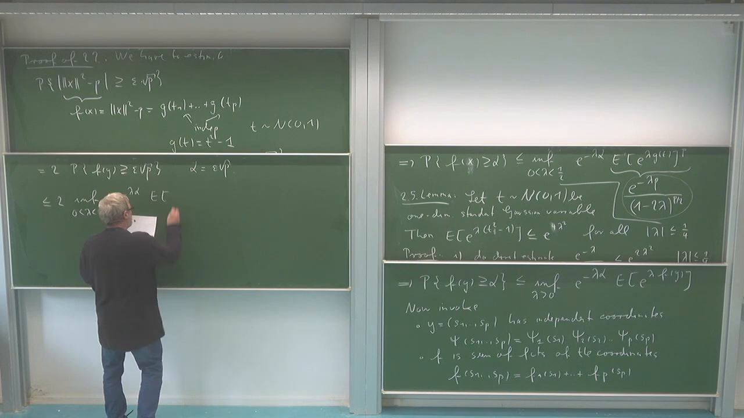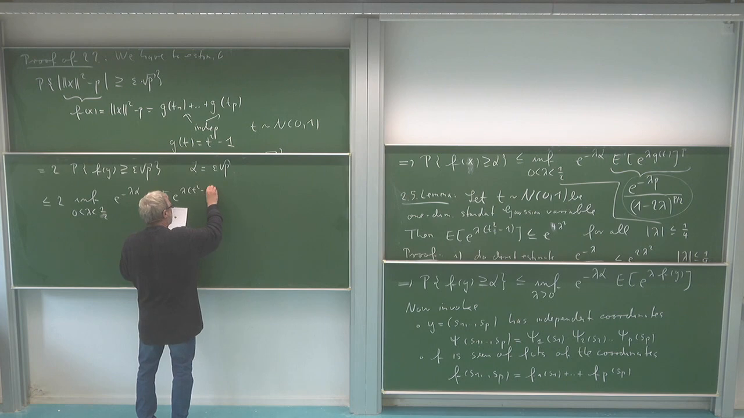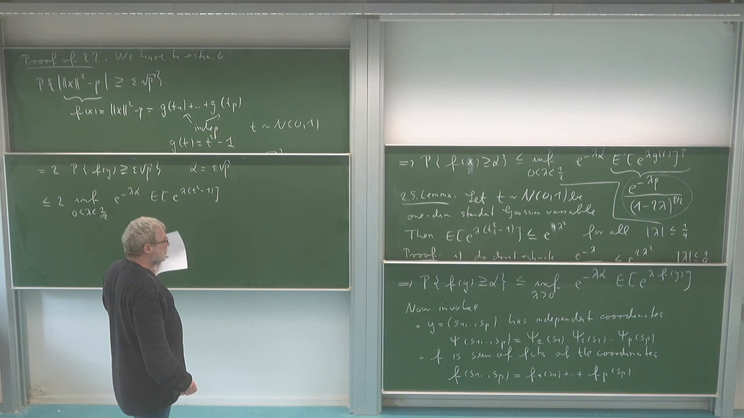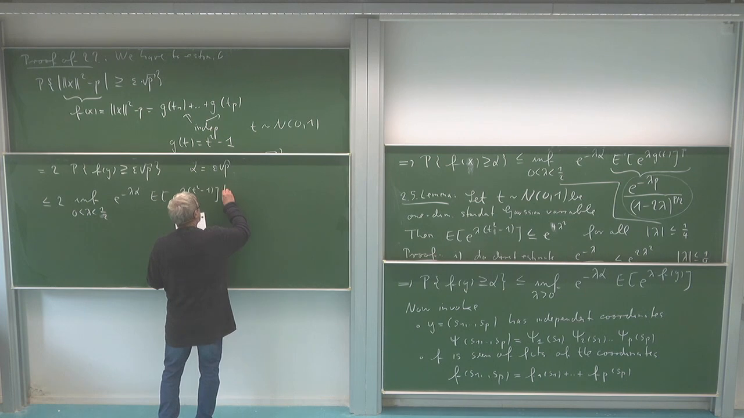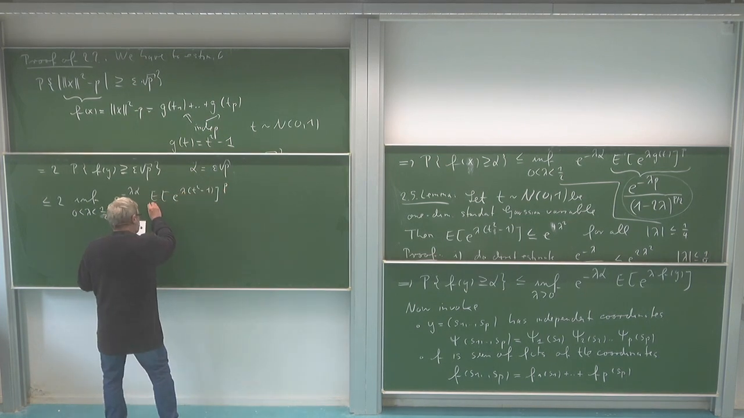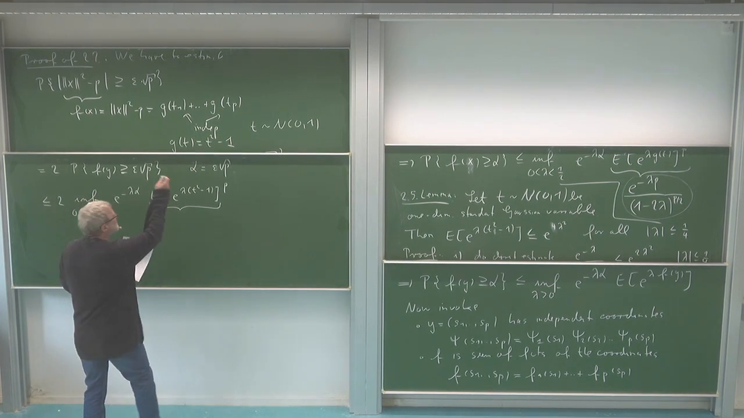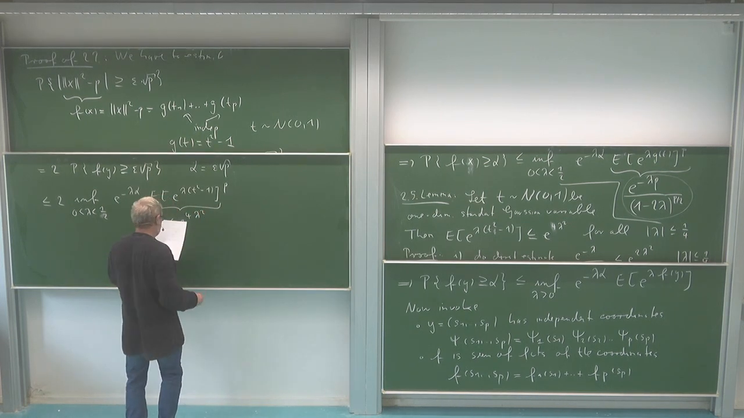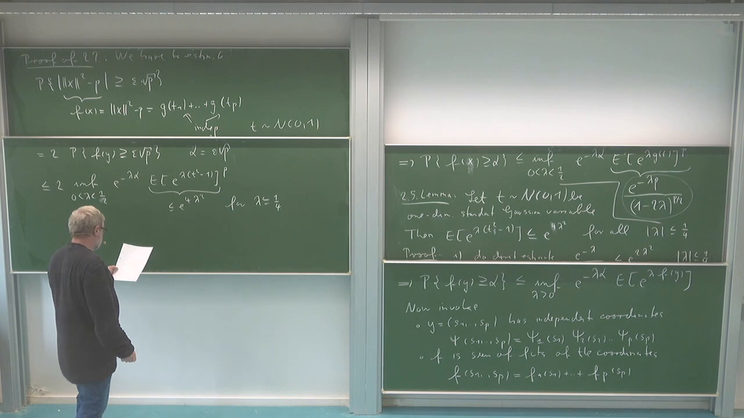Let me write it again. Expectation of e to the lambda times t squared minus 1. So that's the expectation of e to the lambda g of t, g of t is t squared minus 1. And then I have p times the same guy, so I have this to the power p. Yeah, and now we have just estimated this guy here. We have estimated it by e to the 4 lambda squared, for lambda less than 1/4.